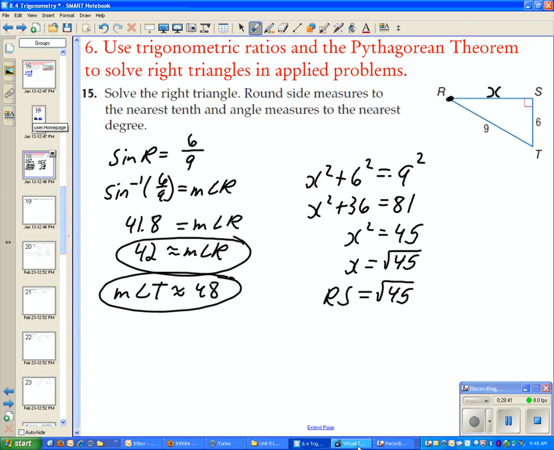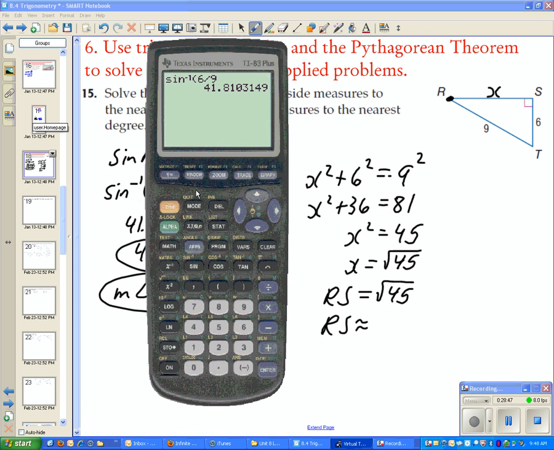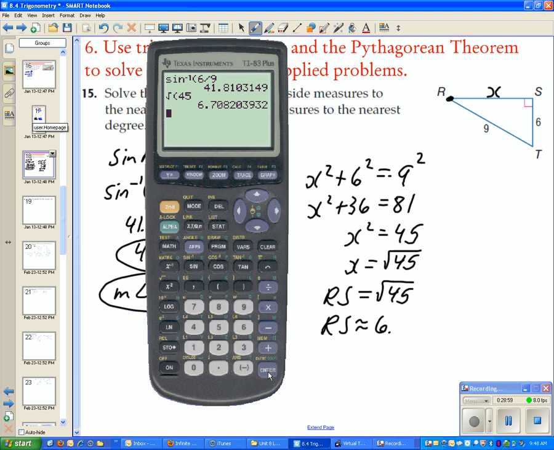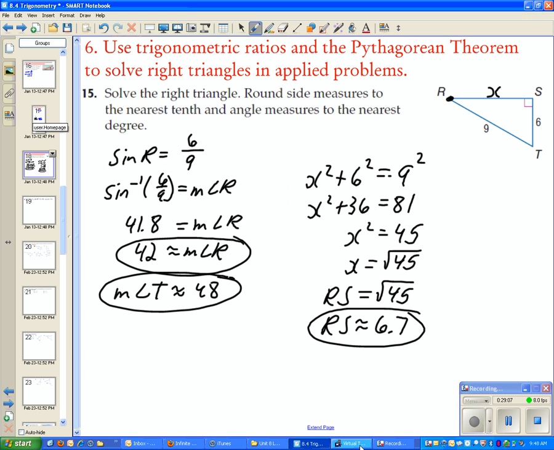Now they did say round side measures to the nearest tenth, so we actually need to punch that one in this time, don't we? And again, if you leave it as square root of 45 and give me a more precise answer than the book says, I'm fine with that. But they did say to type it in, so I will. Square root of 45 is 6.7 to the nearest tenth. All right, you with me?